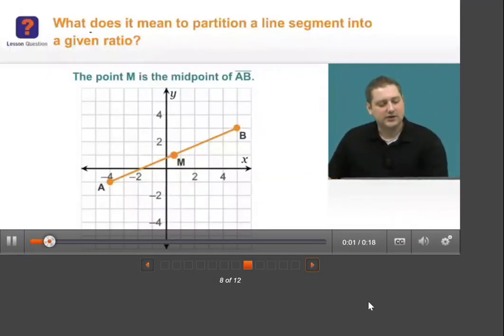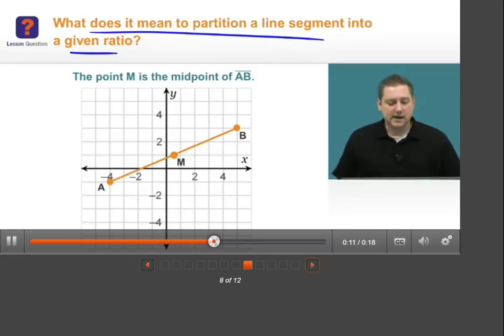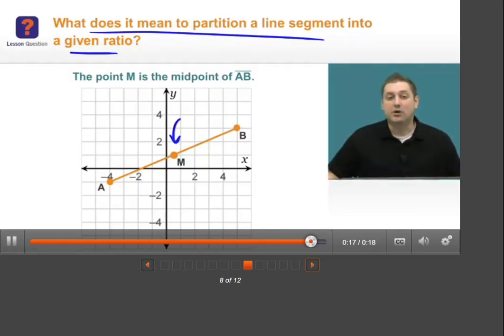So far, we've been answering the question, what does it mean to partition a line segment into a given ratio? And we used a formula to help us out. Now, what we're going to do is look at a special case, and that's identifying a point called the midpoint that actually divides our line segment into 2 equal parts.